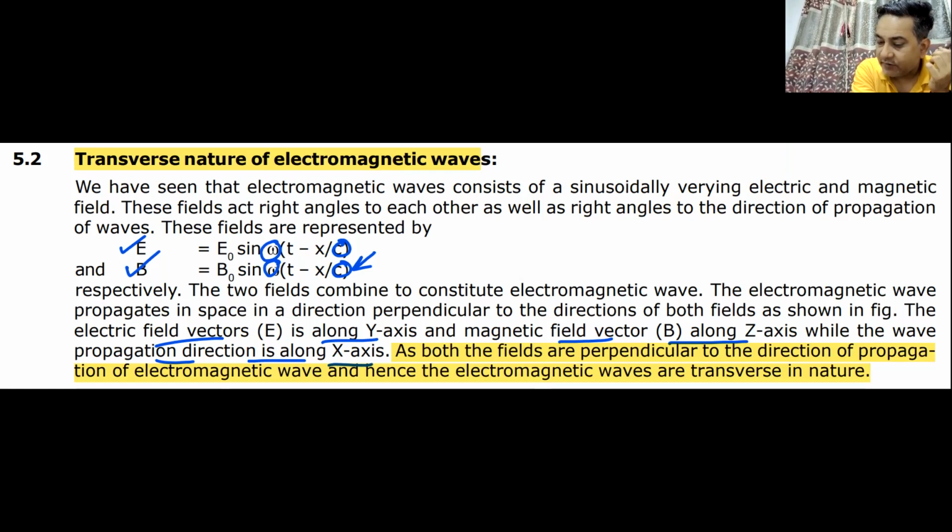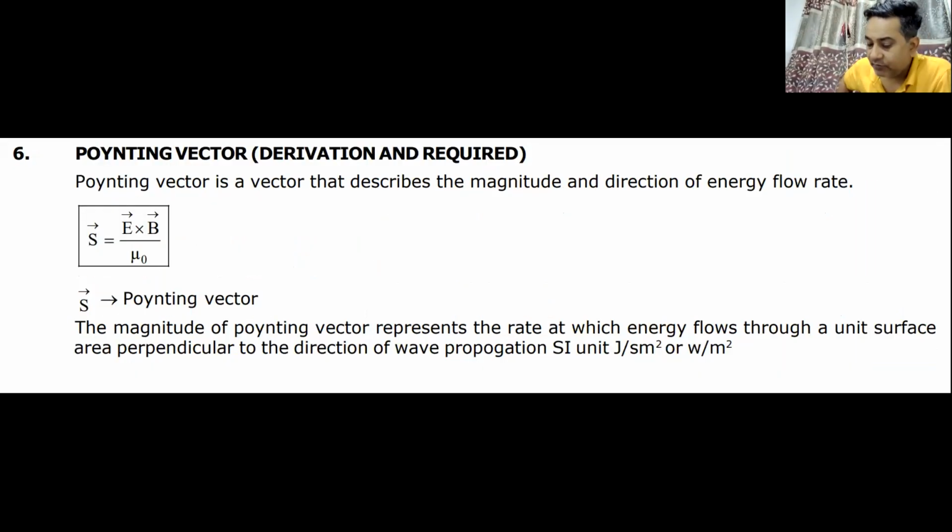And we write the pointing vector. We just need to remember the formula for this pointing vector. The pointing vector describes the magnitude and direction of the energy flow. In which direction is the energy flowing? The energy is flowing perpendicular to both the electric and magnetic fields. Do we understand this?